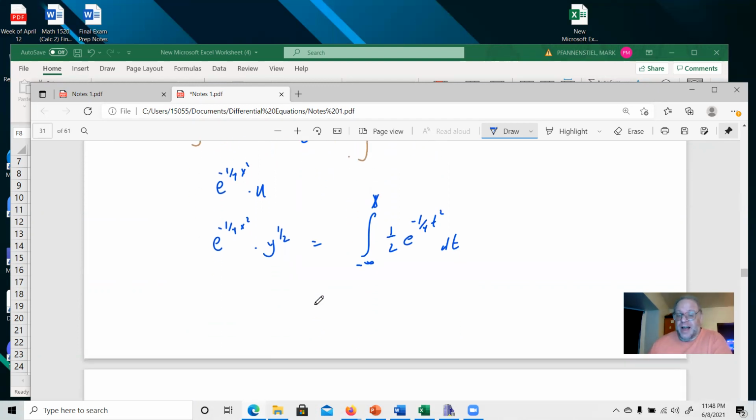There's a plus c once I do integrate this. And then when I'm done, I've still got to multiply through, and I've got to square it to get y. So y is equal to e to the positive 1/4 x squared times the integral from negative infinity up to x of 1/2 e to the negative 1/4 t squared dt. See how delightful this looks? I can't wait to try to solve that.